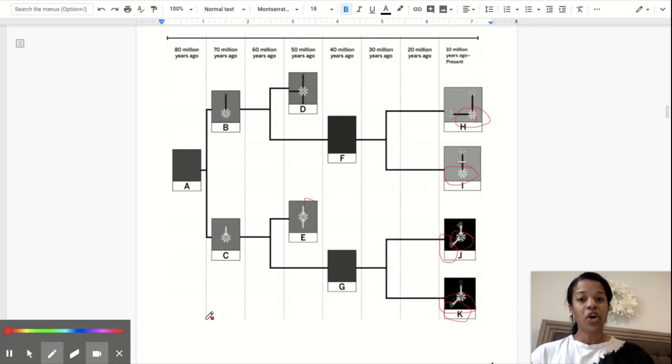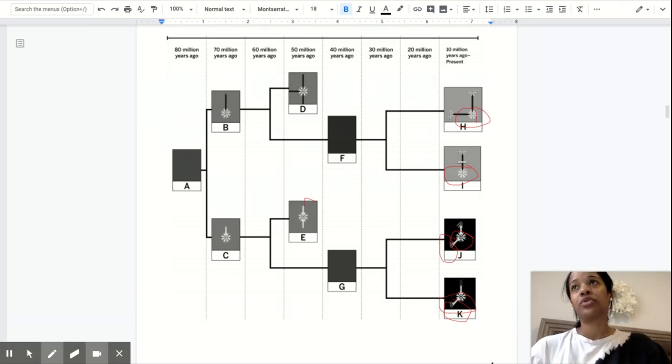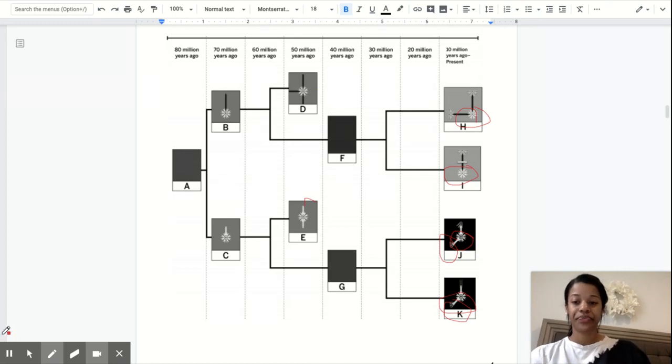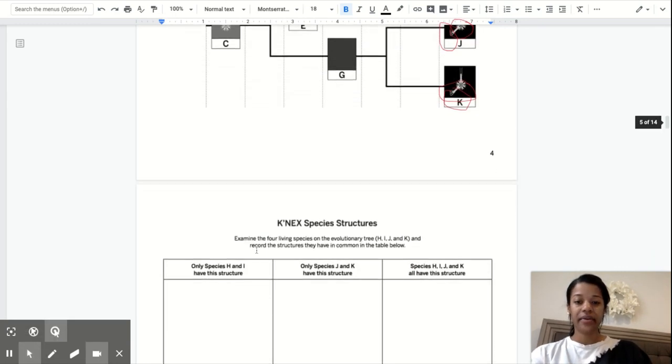Okay? So that's just really what it's a matter of doing for speciation and evolution. We're literally looking and comparing traits. That's how you can determine if there's common ancestry. Moving on down.